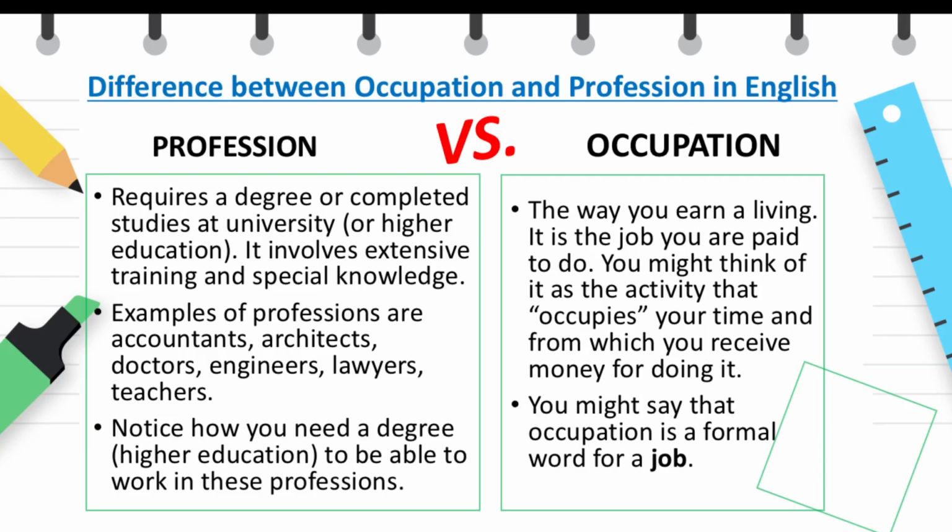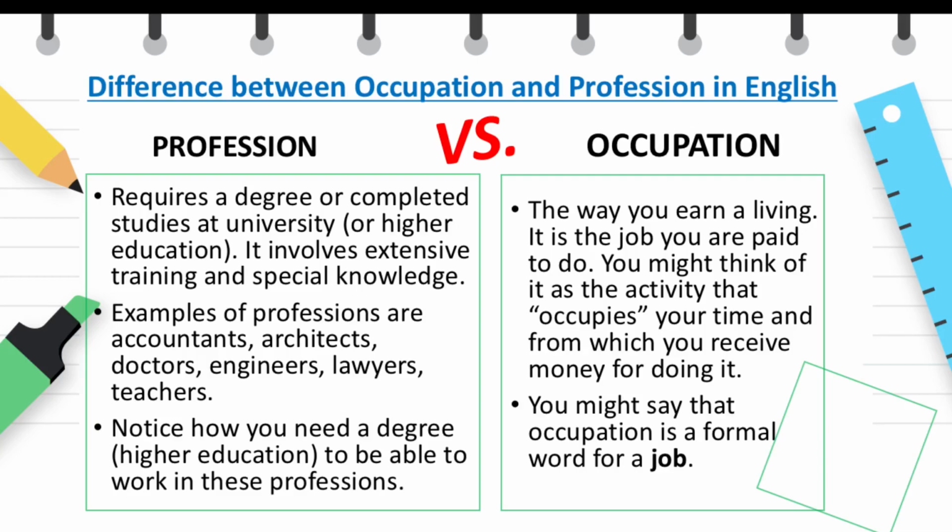Profession requires a degree or completed studies at university. It involves extensive training and special knowledge. Examples of professions are accountants, architects, doctors, engineers, lawyers, teachers. Notice how you need a degree to be able to work in these professions?